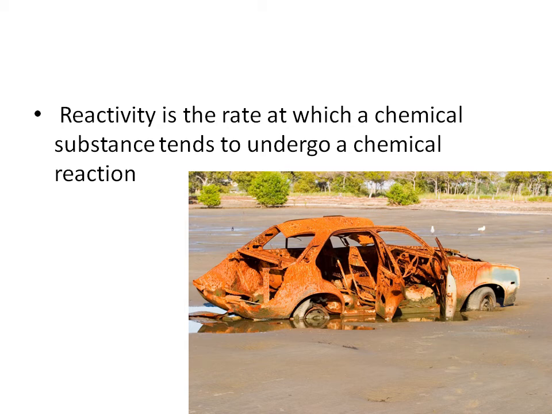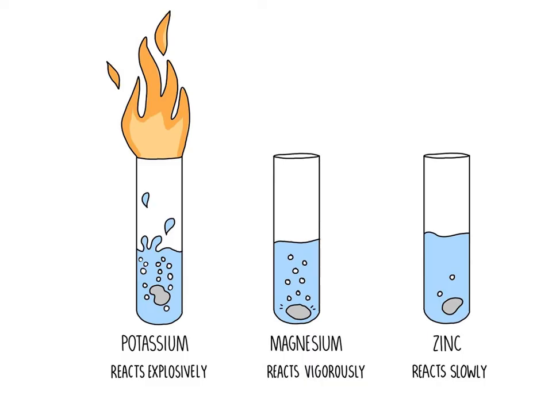You can see here that iron is quite reactive. Unfortunately, it reacts with the air and the water and becomes iron oxide, what we know as rust. A gold car would be far less likely to tarnish or get rusted because gold just doesn't react. Sometimes you want reactivity. I mean, that's what makes chemistry happen.